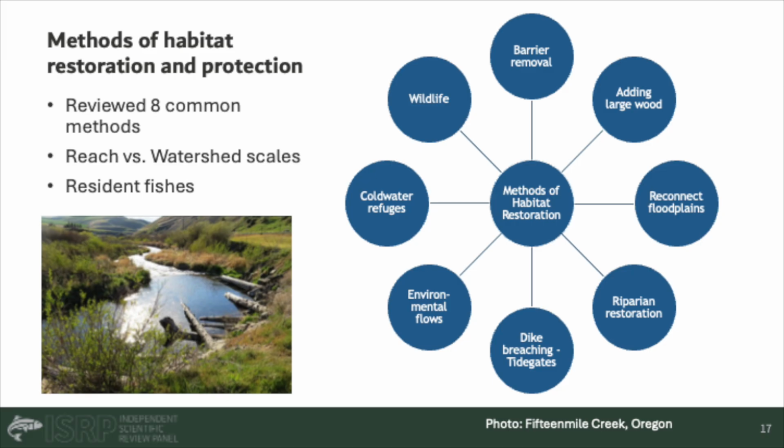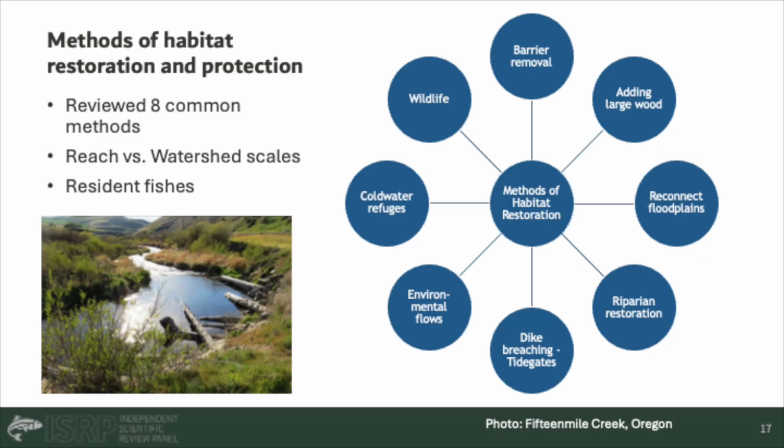So I'm going to move into methods. A key goal of our report was to review the effectiveness of habitat restoration methods, which we grouped into 8 categories. Effectiveness can be measured at a broad range of scales from reaches to watersheds, and I'll discuss that fairly extensively in a few slides ahead.